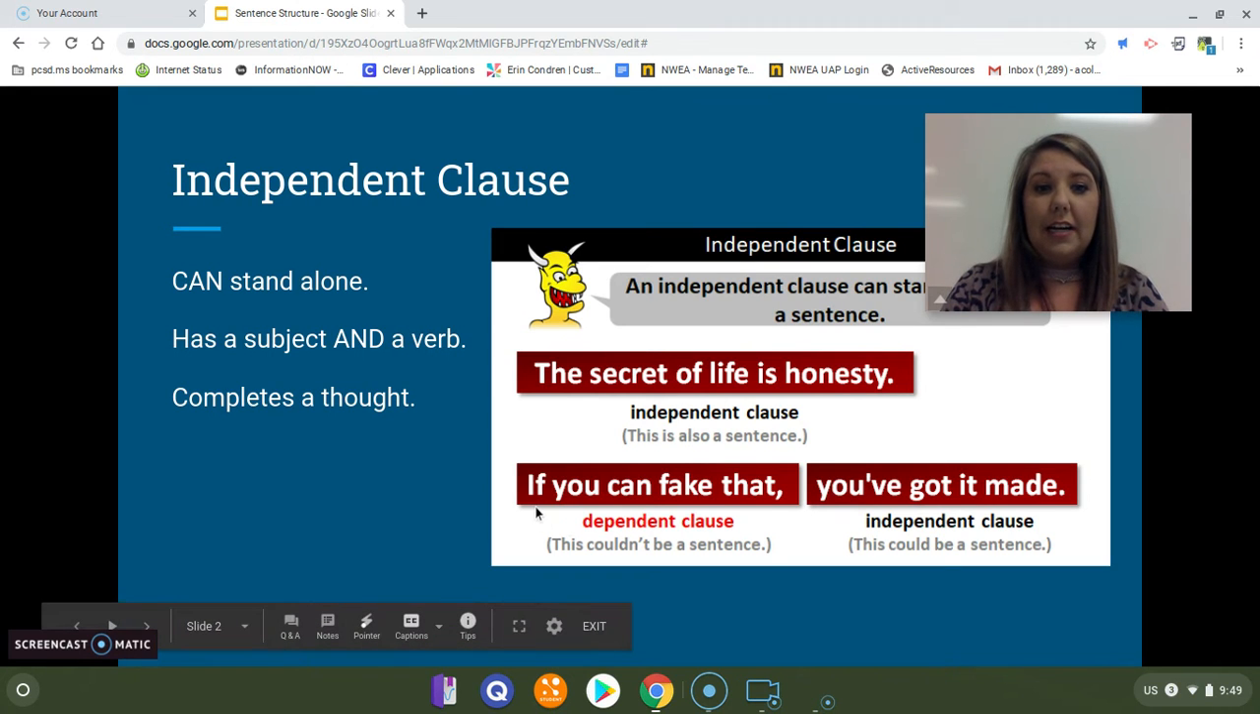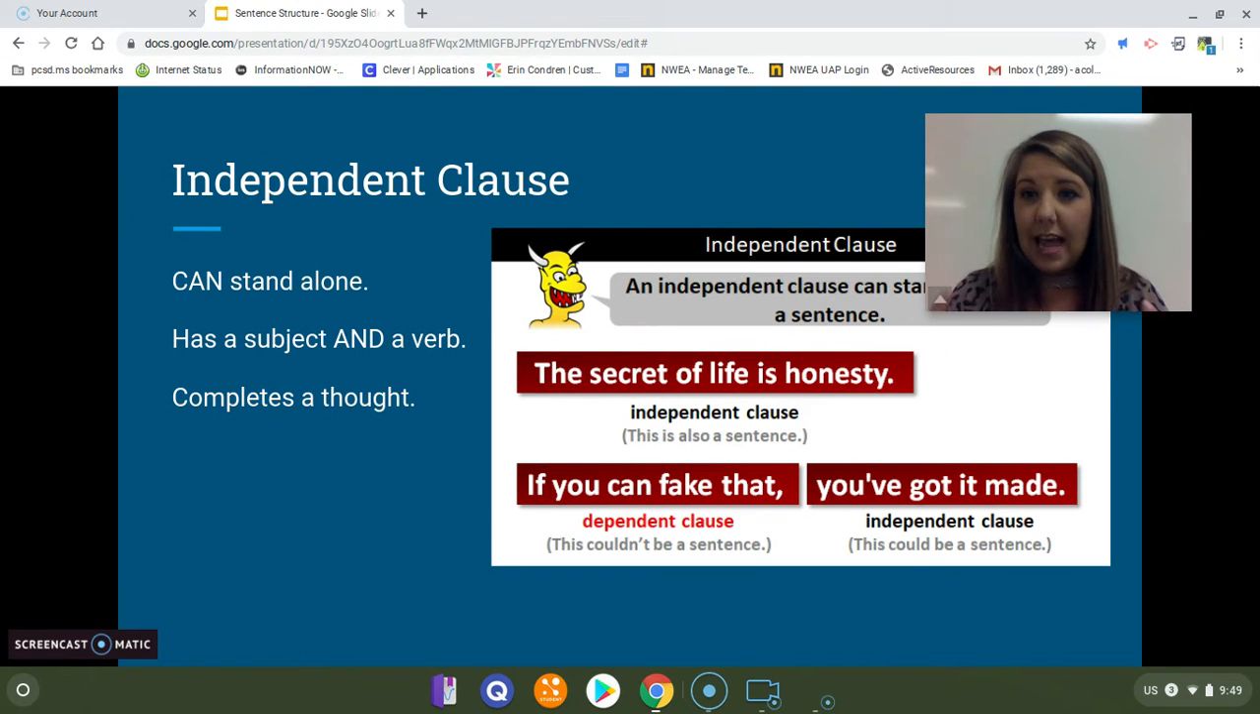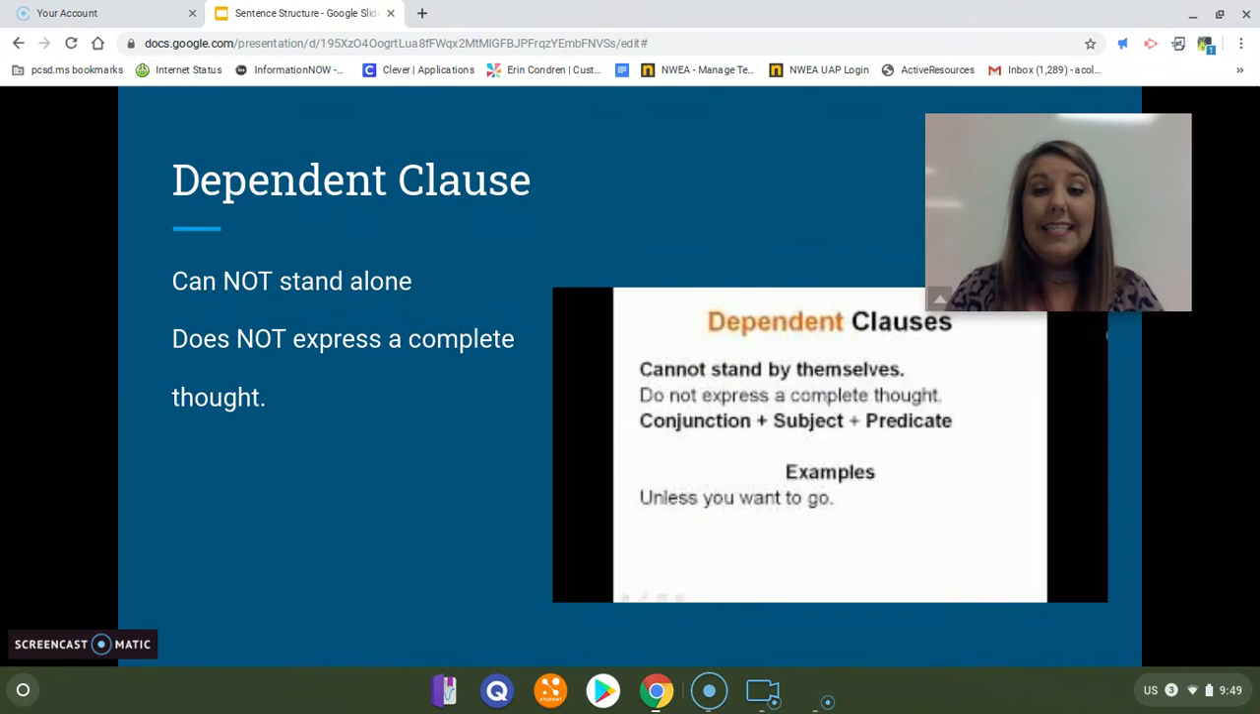If you look here, it says, if you can fake that. It just doesn't sound like it's complete. If you can fake that, okay, well then what? What goes after that? So you have to have something after a dependent clause. A dependent clause cannot stand alone. It must have something helping it. Okay, it needs an independent clause that can come in and save the day and help it.